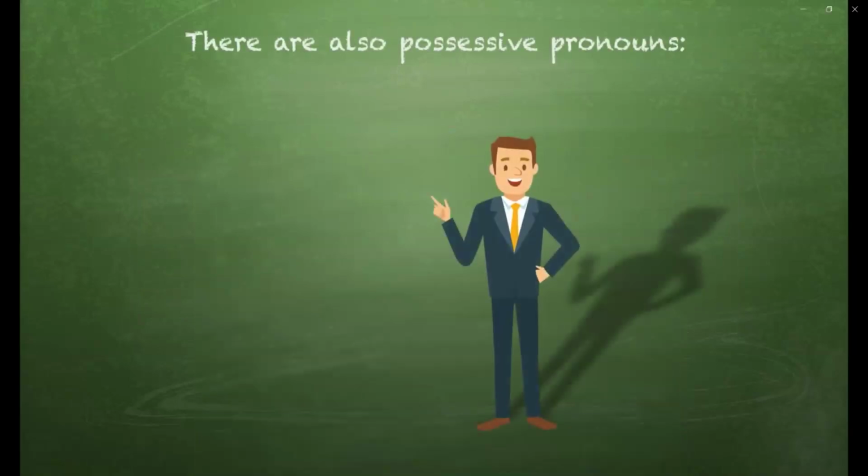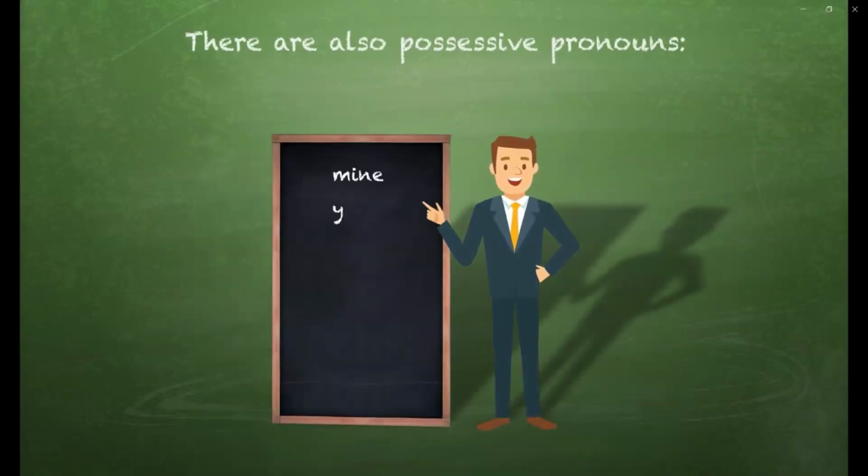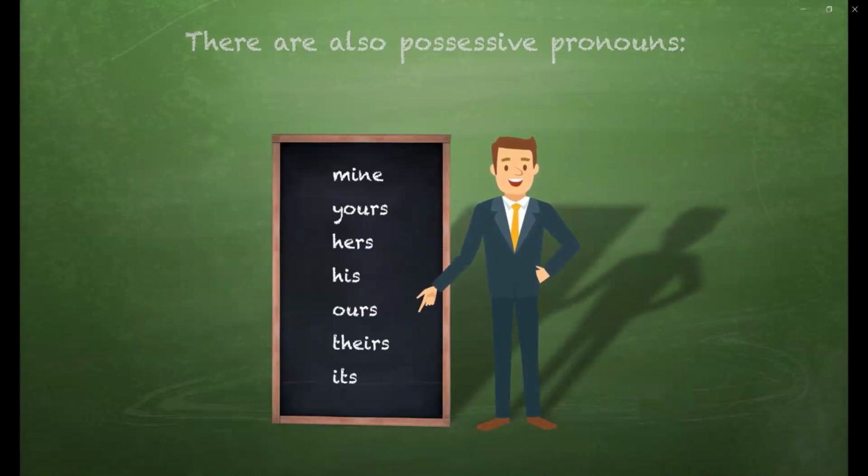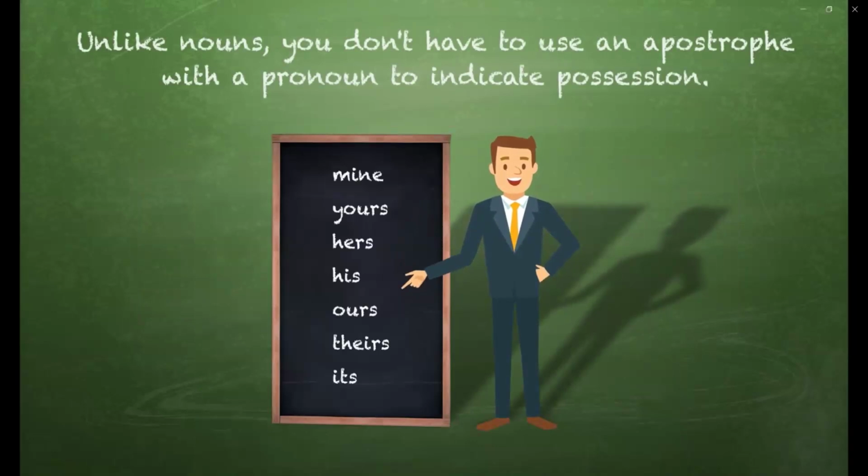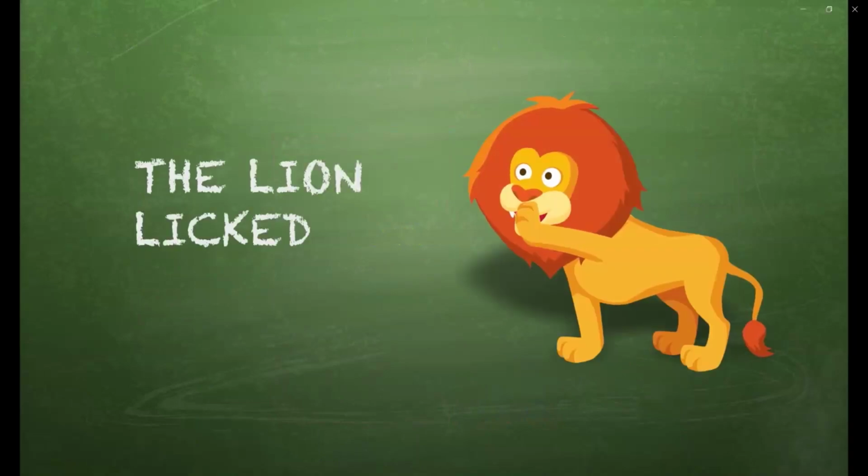There are also possessive pronouns. Mine, yours, hers, his, ours, theirs, its. Unlike nouns, you don't have to use an apostrophe with a pronoun to indicate possession. Example. The lion licked its paws.